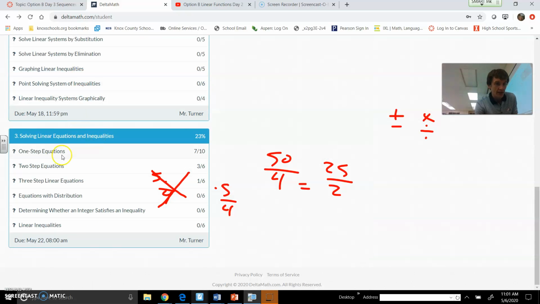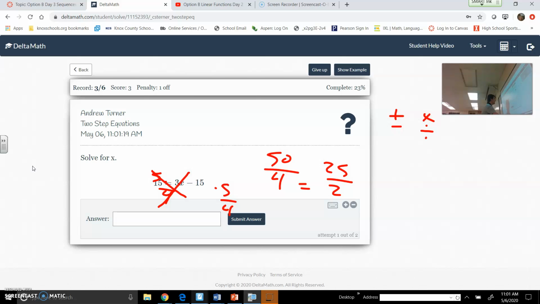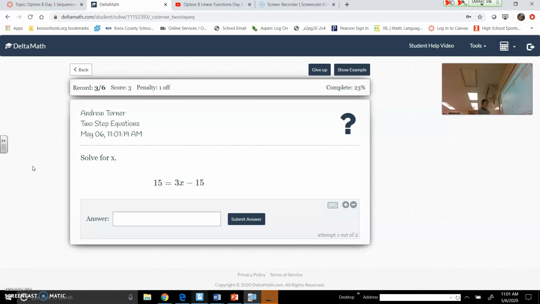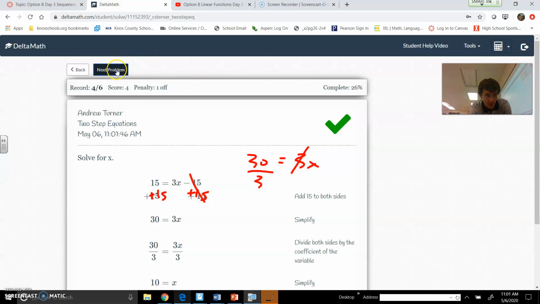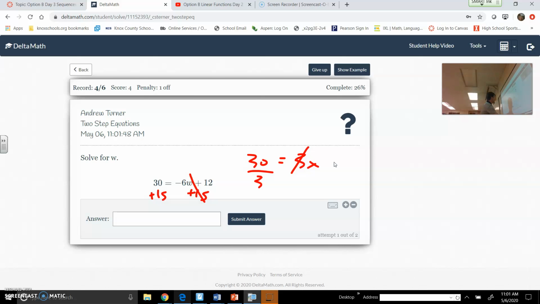So let's back up and look at some 2-step equations. 2-step just means it's a slightly longer problem. So this says 15 equals 3x minus 15. So I want to isolate the variable by adding 15 to the other side. 15 plus 15, that makes 30. And then let's take that 3x and divide by 3, and I think that's going to give us 10. 30 divided by 3, x has to be 10 there. Very good. Let's try another 2-step problem.